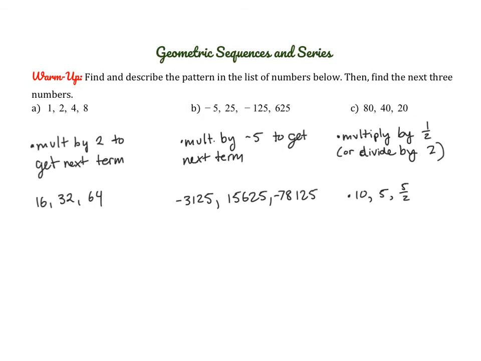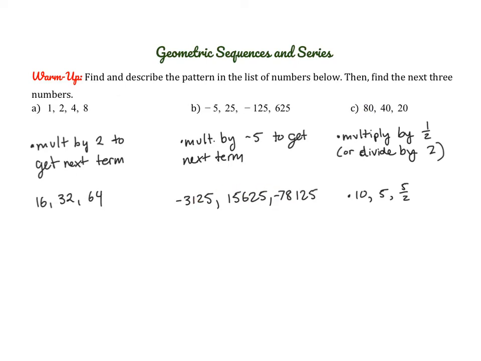Alright, go ahead and check your work here. So hopefully you notice the pattern. For the first list of numbers, the pattern is that you multiply by 2 to get to the next term, so here would be the next 3. For part B, you're multiplying by -5 to get to the next term. So here would be the next 3 terms.